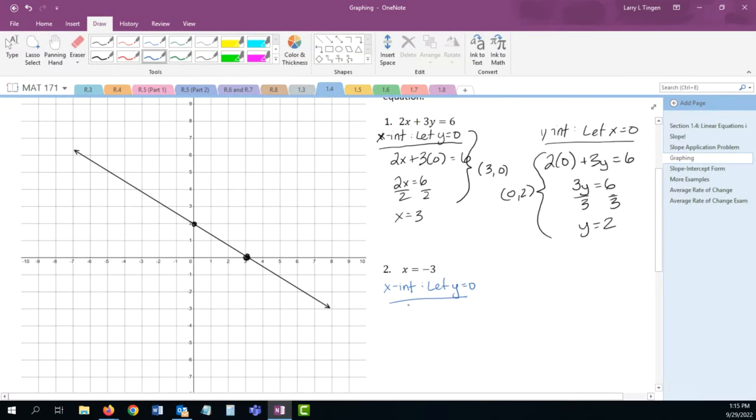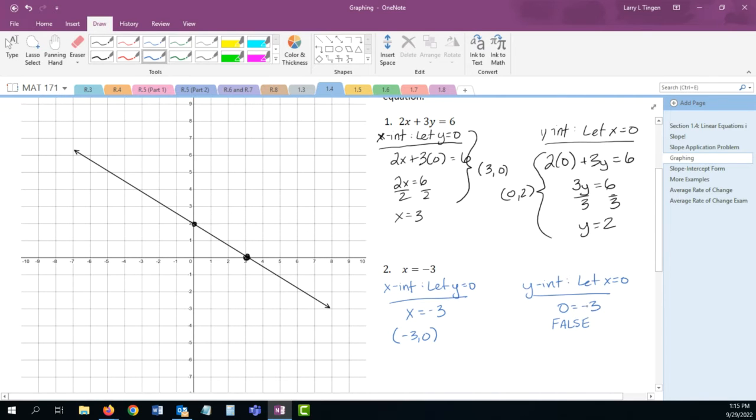Exactly. Since y is not in there, that means the equation just writes as x equals -3. So I have found the point -3, 0. Now, if I go after the y-intercept, this is where I let x be 0. If I let x be 0, I find that 0 is equal to -3, which is false. Right? 0 is not equal to -3.